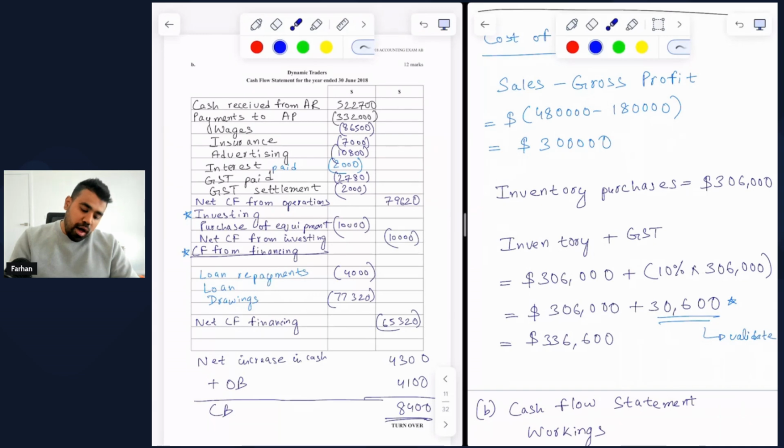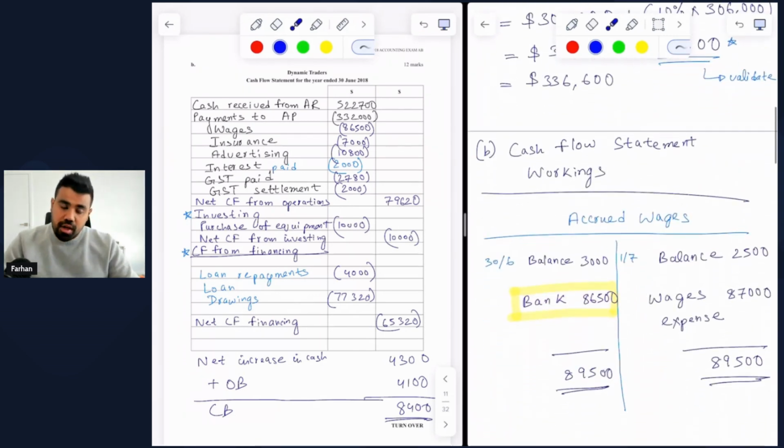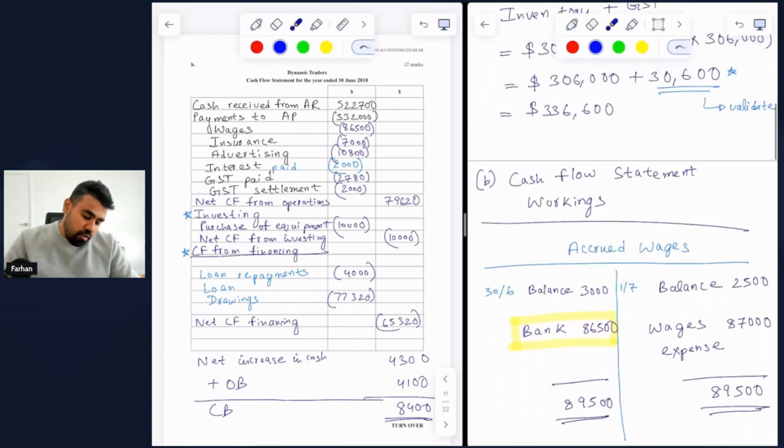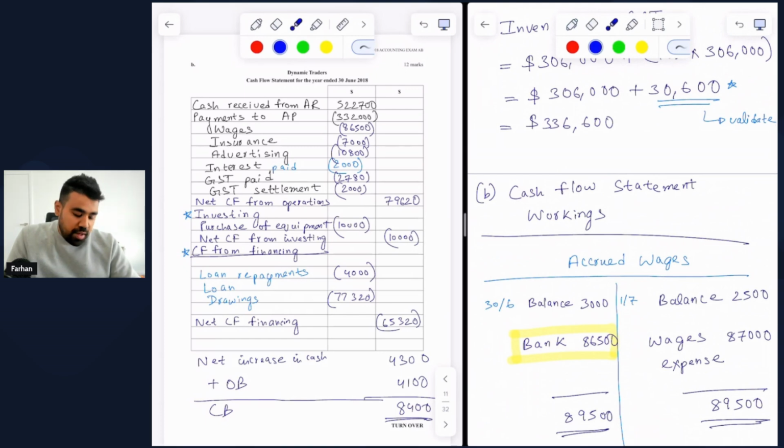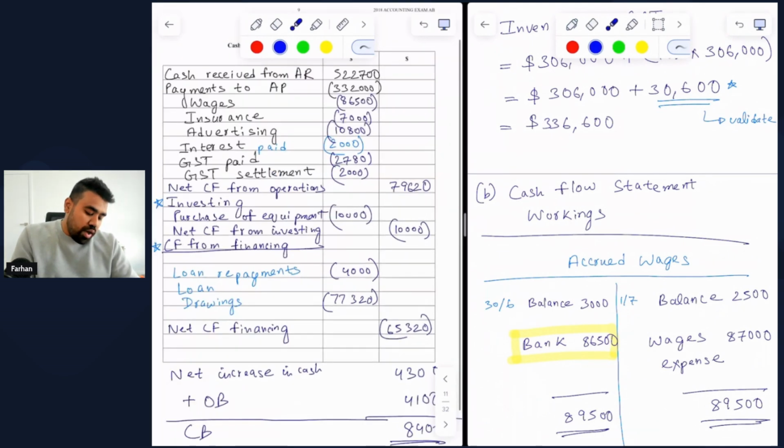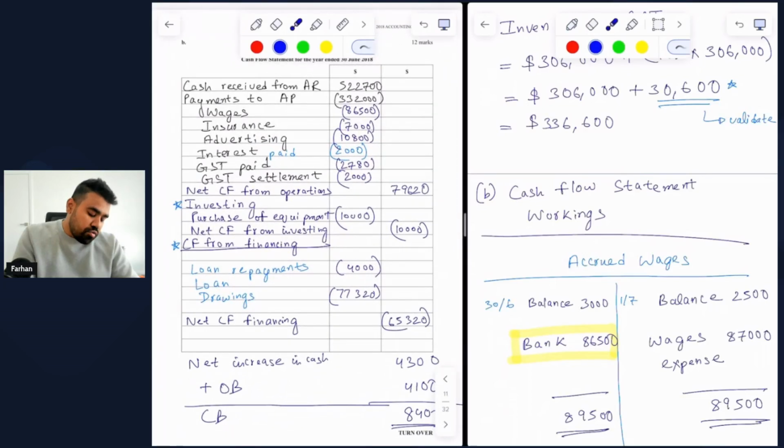So let me show you how you can address a similar question in exam. Right, so first of all, we're going to start with cash inflows, and the only cash inflow in this question is basically the cash that we have received from our accounts receivable. And this is under the operating activities section. I should have included a heading here, so make sure you do that during the exam.